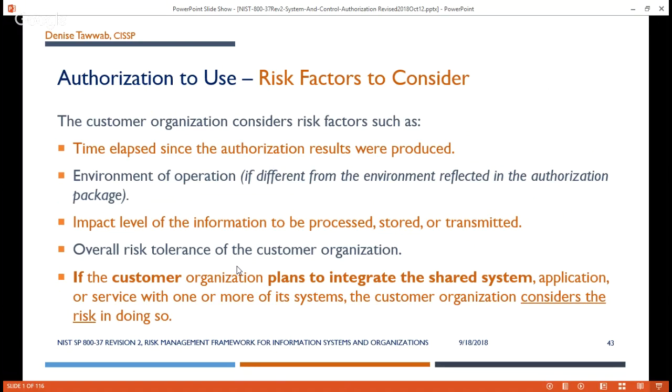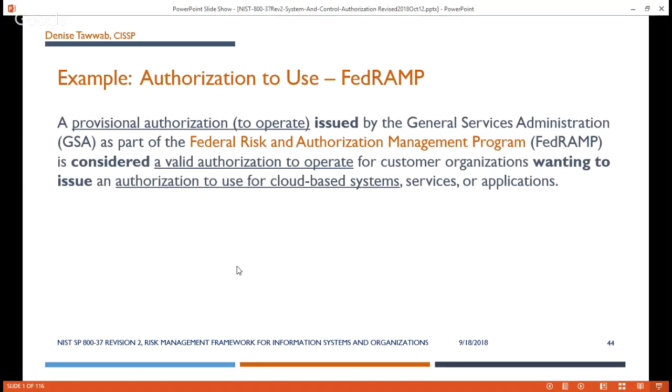You also need to consider the impact level of the information that you're going to be processing, storing, or transmitting. You have to look at the overall risk tolerance of the customer organization. What is your risk tolerance? Do they have a similar risk tolerance? If the customer organization plans to integrate the shared system, application, or service with one or more of its internal systems, then the customer organization, that would be you as the buyer, must consider the risk in doing so. You also must mitigate the risk of attaching to a cloud or shared system.